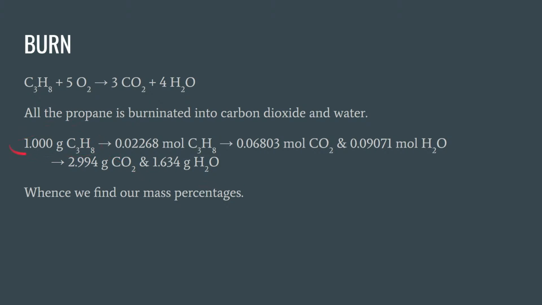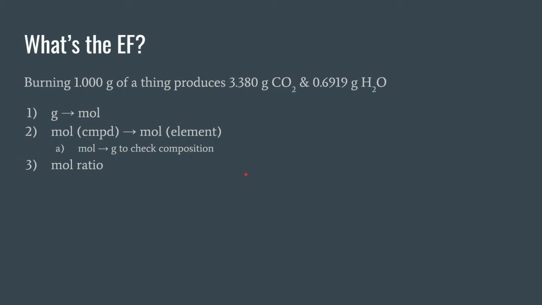We burn some amount of our unknown, and we collect the oxide products that it produces, so carbon dioxide and water in this case. So we burn 1 gram of some unknown substance. This produces 3.380 grams of CO2 and 0.6919 grams of water. First, we convert back to moles for CO2 and H2O. But then we also have to convert to moles of the element.